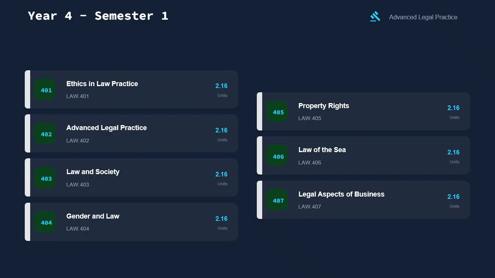Slide 10. Year 4, Semester 1, Advanced Legal Practice. Course, LAW 407, Legal Aspects of Business. Foundations of Business Law, Entity Selection, Governance, and Fiduciary Duties. 1.1 Business Entities, Corporations, LLCs, Partnerships, and Hybrids.